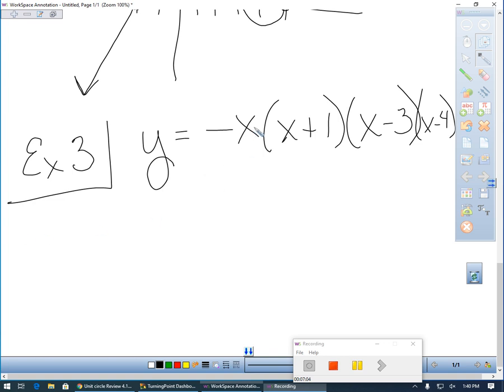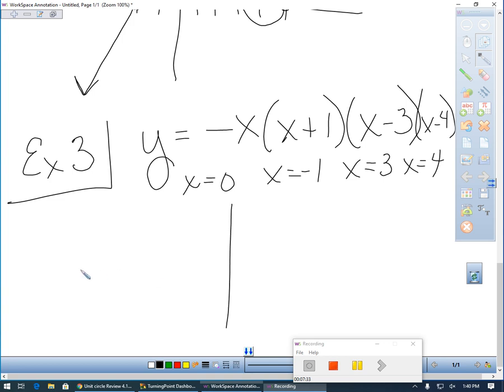Alright, so my first x equals what for the first factor? 0 for the first one, this one. This one is x equals negative 1, I agree. Here, x equals 3, and we get x equals 4. Okay, so this is going to cross the x-axis 4 times, right?